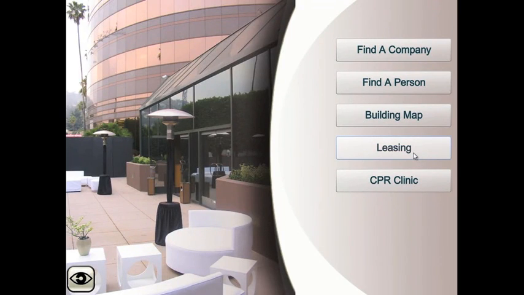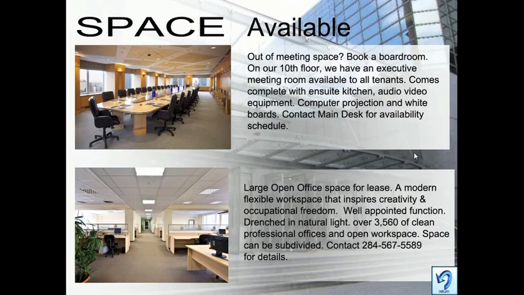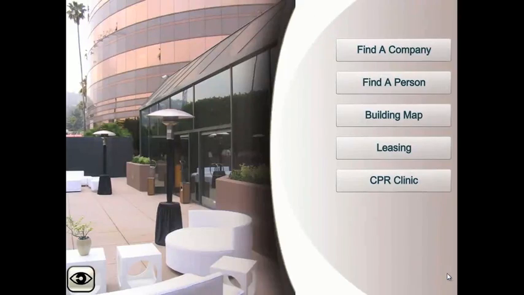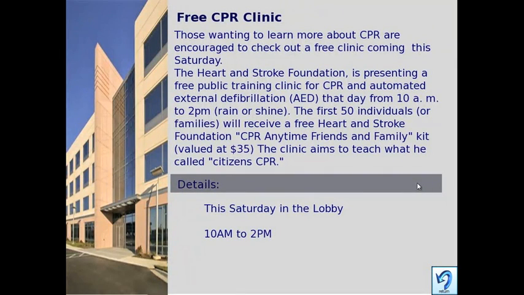Another example you could use for custom content here would be leasing. This would show people what space is available and who to call in case they'd like to rent some space. You always have a return button in the bottom corner that will bring them back to the main menu. You also might want to do something like a CPR clinic. Again, this is just a JPEG that has been previewed and published to that kiosk, and you can remove it as soon as the event is over.